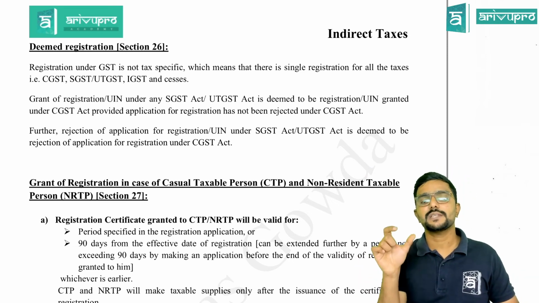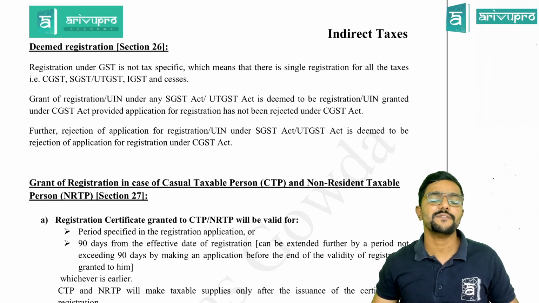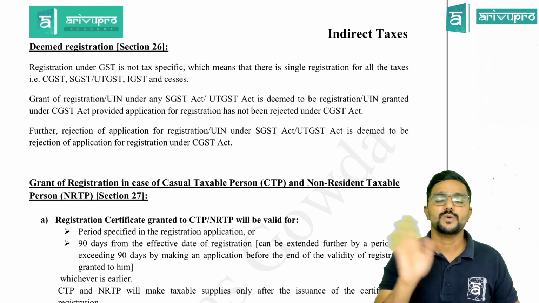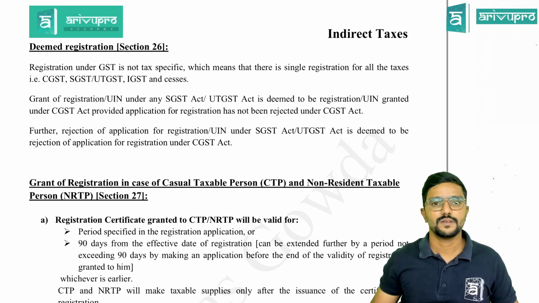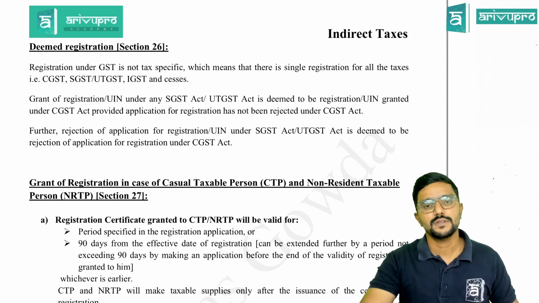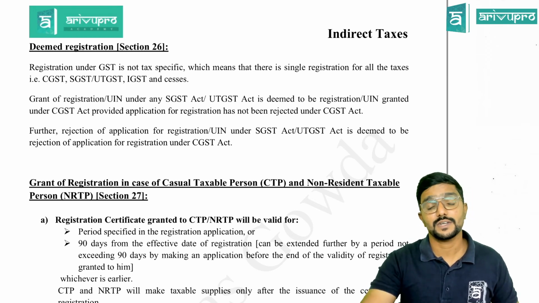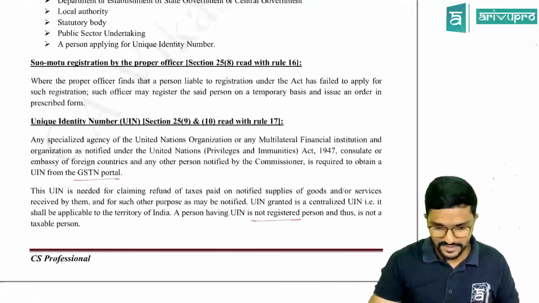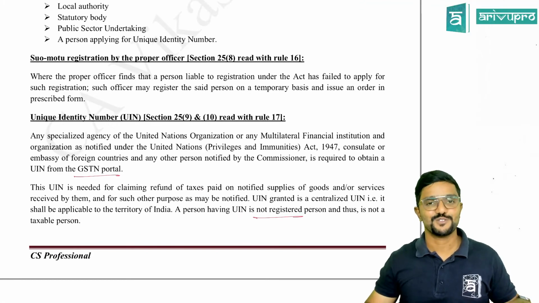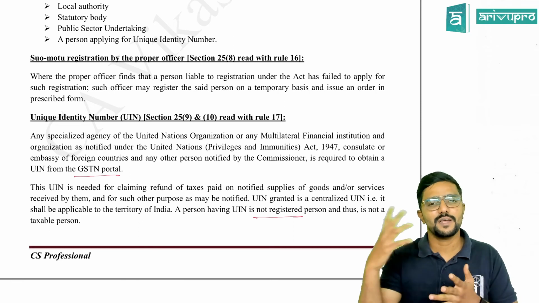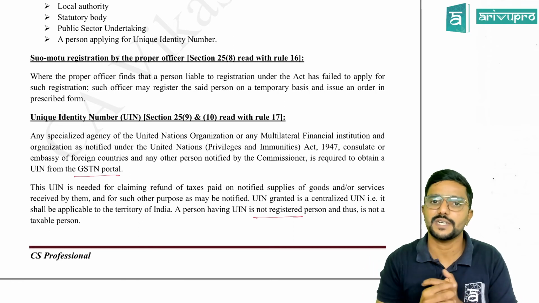Especially guys, please be careful with UIN, that is Unique Identification Number. It is one registration which is granted for the entire India. No separate registration for each state should be taken. It is actually not called registration. It is just an allotment of a unique identity number for some foreign officials or the members of the United Nations Organization, UNO, like WHO, WTO, UNESCO. Everyone will come under this.